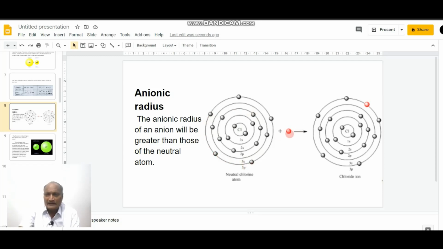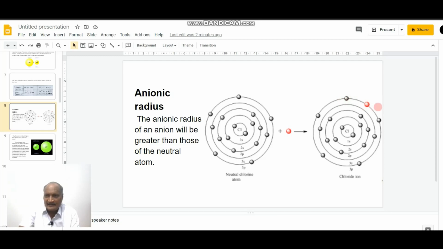If we add one more electron to the neutral chlorine atom, it will be converted into a chloride anion. As one electron is added to the neutral chlorine atom forming a chloride ion, the net negative charge increases.